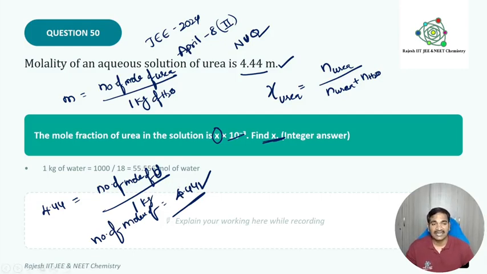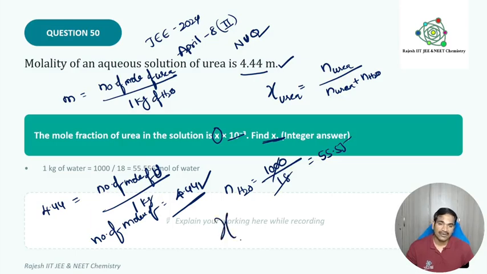So what about number of moles of water? Number of moles of water is equal to weight of water, 1 kg we have taken, 1 kg means 1000 grams, divided by gram molecular mass 18. By cancellation, number of moles is 55.55 we will get. Therefore, mole fraction of urea is equal to what?